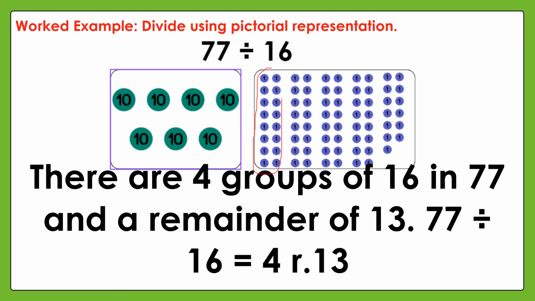1, 2, 3, 4. And with a remainder of 13. Let's count 1, 2, 3, 4, 5, 6, 7, 8, 9, 10, 11, 12, 13. Therefore, 77 divided by 16 is equal to 4 with a remainder 13.